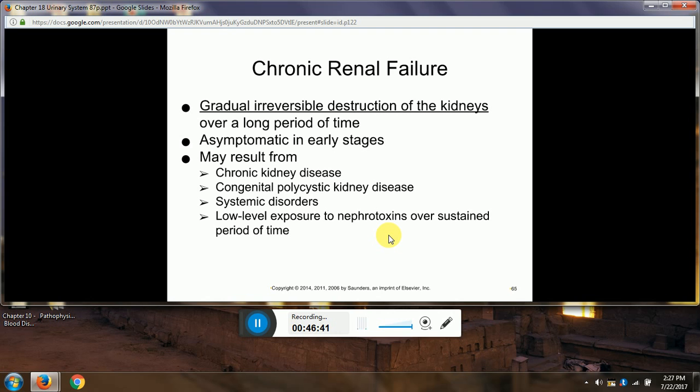So individuals that are exposed to large doses of nephrotoxins once might get acute renal failure, while those individuals that are exposed to low levels of nephrotoxins every day, so work with these nephrotoxins for years and years, day in and day out, might develop chronic renal failure.